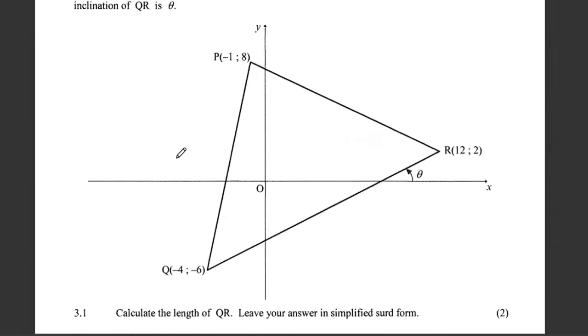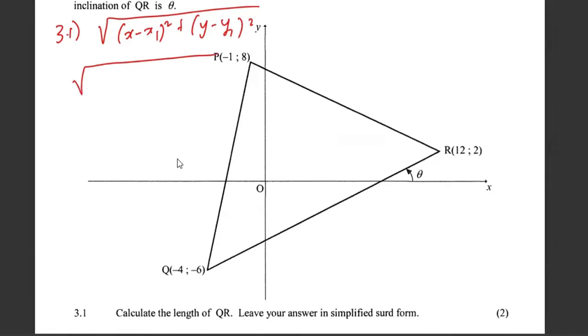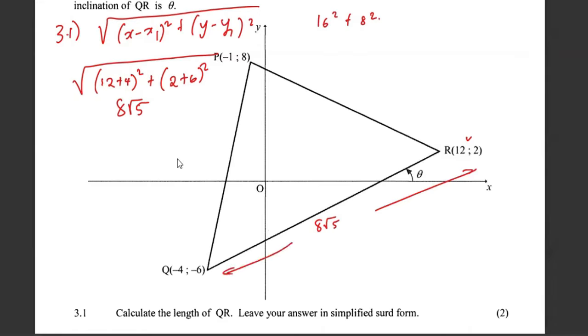Okay, then 3.1, they want us to get the length of QR. For us to get the length of QR, you have to use the distance formula: x minus x1 squared, and then y minus y1 squared. We do our substitution there. Let's take x as x1. So it's going to be 12 minus 4, which is a plus 4 squared, and then 2 minus, which is going to be a plus 6 squared. So we have 16 squared plus 8 squared under the square root. Punching that in the calculator, 16 squared plus 8 squared gives me 8 square root of 5.